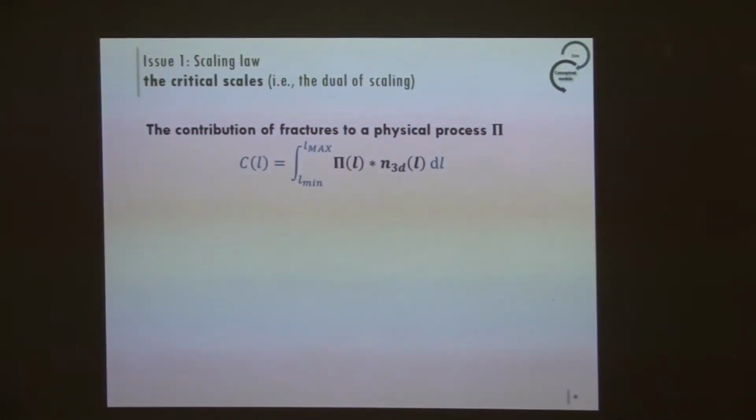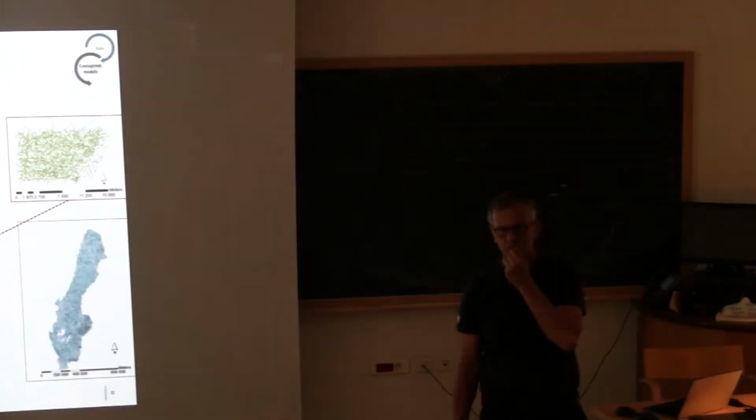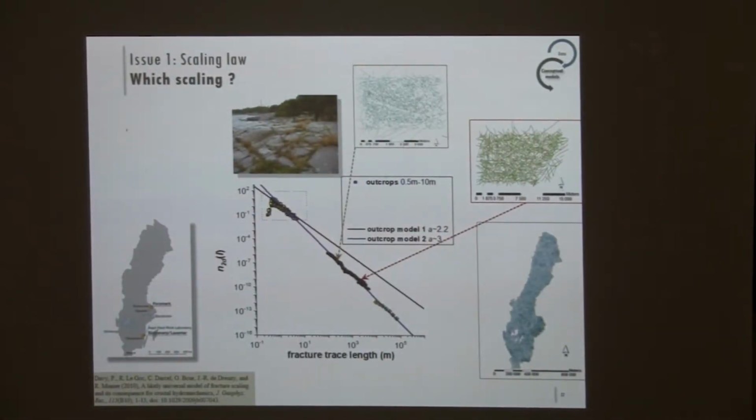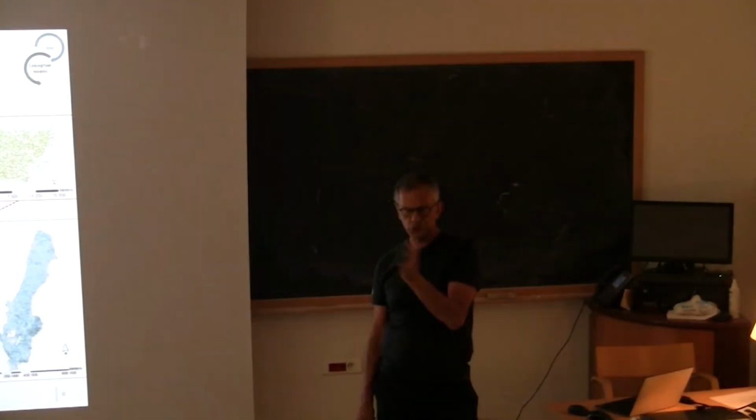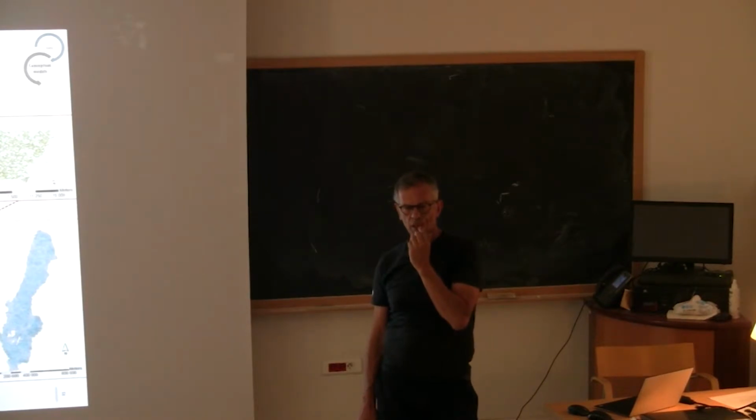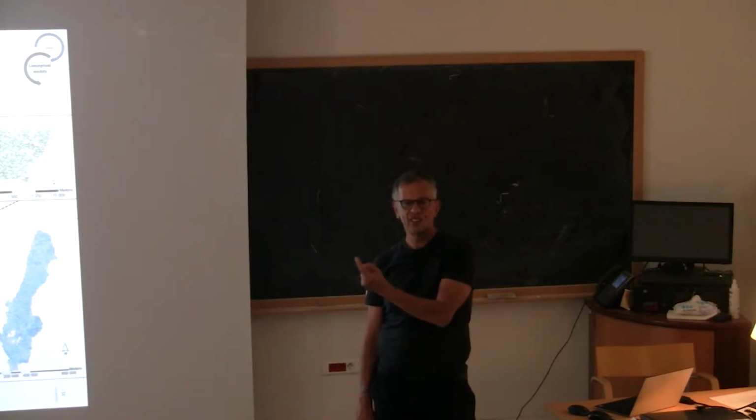Okay? So now, if you have a scaling law, yeah? Sorry, can you go back to the... So, how good is the black line for the low fracture trace lengths? Is it okay? Yeah, it seems to be good for the small lengths. The black line is very good for the small lengths, for 90% of the small outcrops. Okay. And is it related to the superficial weathering of the rock? Or? No. We will propose an interpretation of this after that.